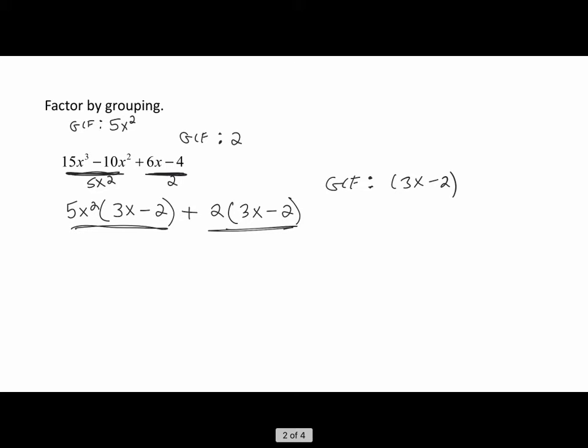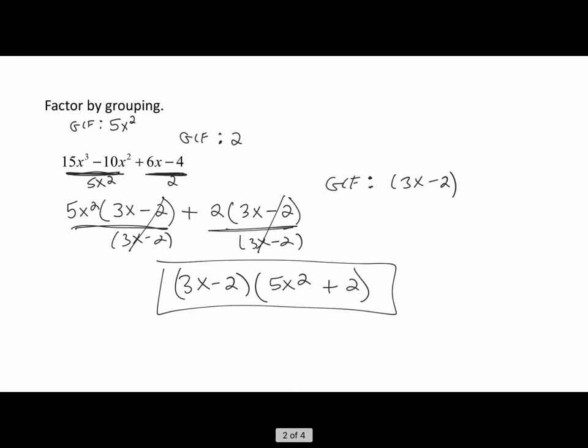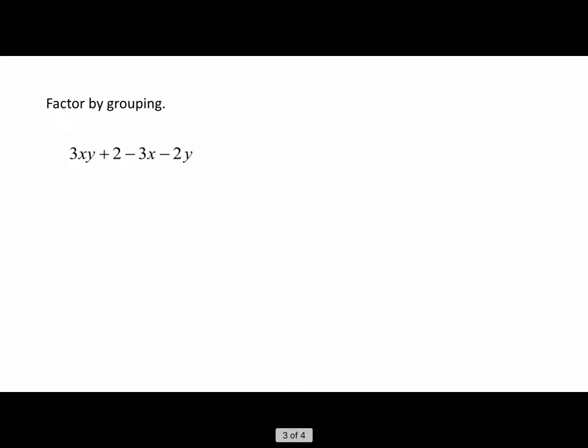So I'm going to factor out the 3x minus 2 from both of those terms. And then let's divide to see what remains. It's going to cancel out multiplicatively, leaving 5x squared for the first term plus 2 for the second term. And that is the factored form of that polynomial.